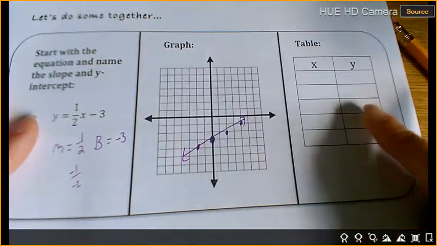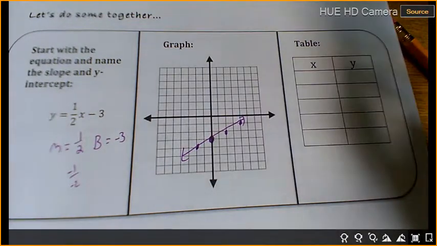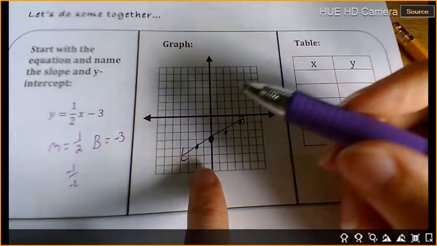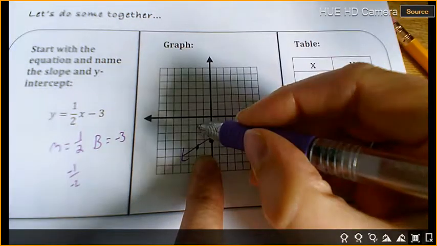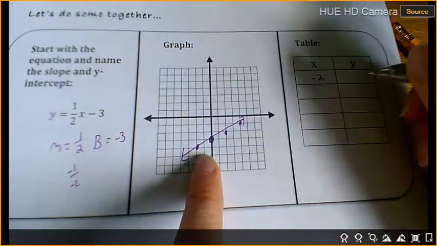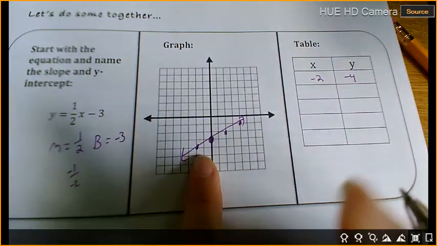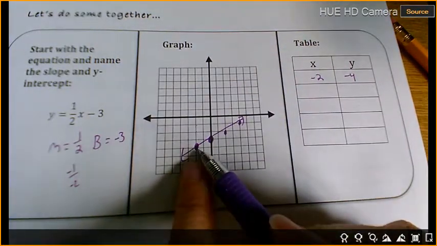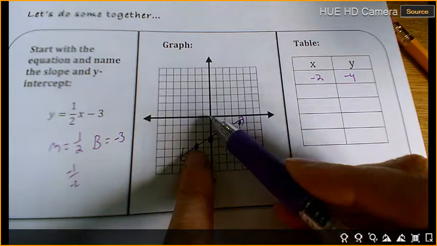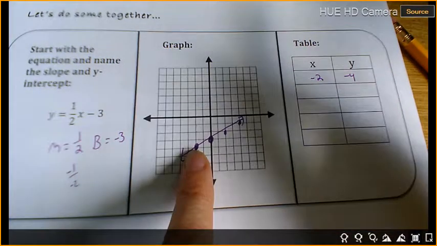Now it wants a table. So we're literally just listing the points from here. When x is -2, y is 1, 2, 3, 4, -4. I'm literally listing these points. So if I want to know what this point is right here, I start at 0 and I see how much I go over or up and down.